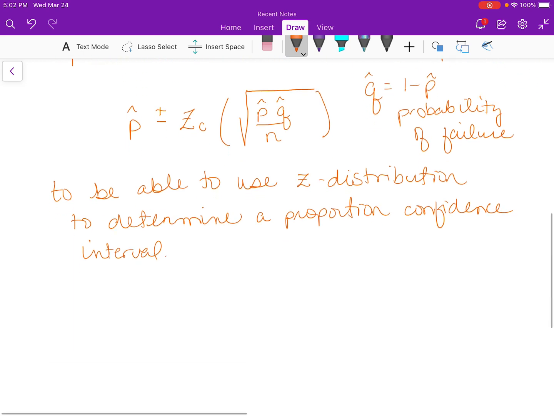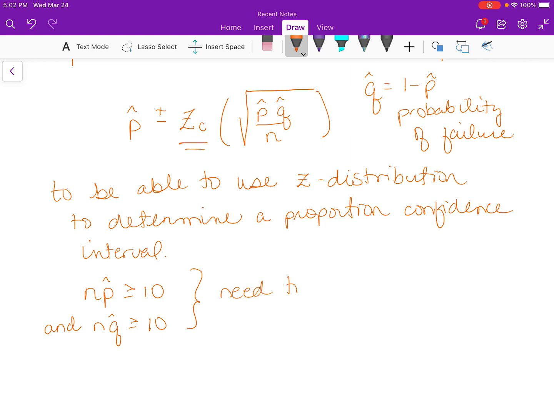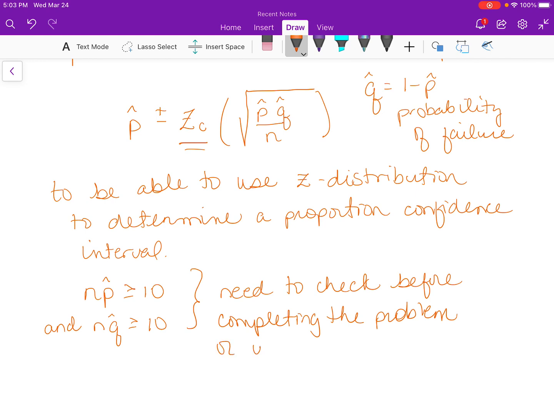Well, what allows us to use the Z distribution, which is what we have to use to be able to find the Z critical value, is that N times P hat has got to be greater than or equal to 10, and N times Q hat has got to be greater than or equal to 10. So you need to check these before completing the problem. Or your estimate may be invalid.